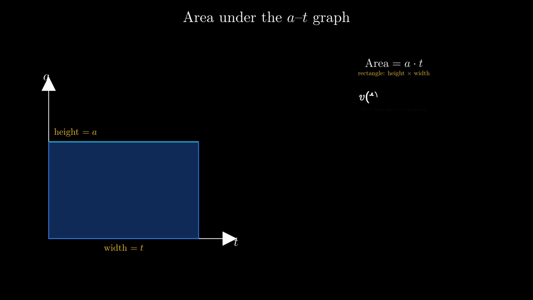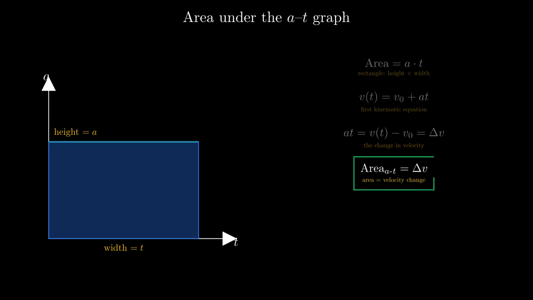Now recall the velocity equation. From v of t equals v0 plus a times t, we can rearrange to get a times t equals v of t minus v0, and that difference is exactly the change in velocity, delta v. So the area under the acceleration time graph equals the change in velocity.